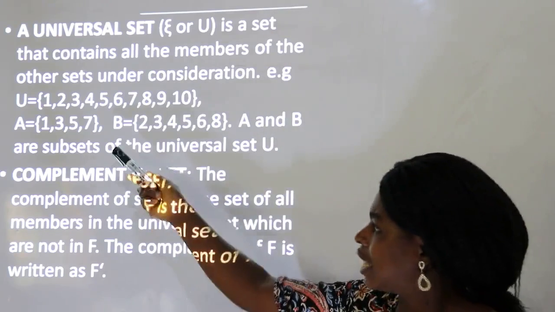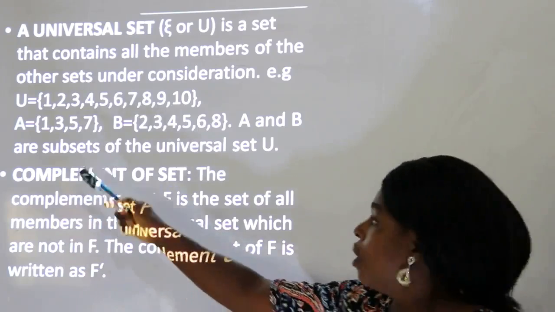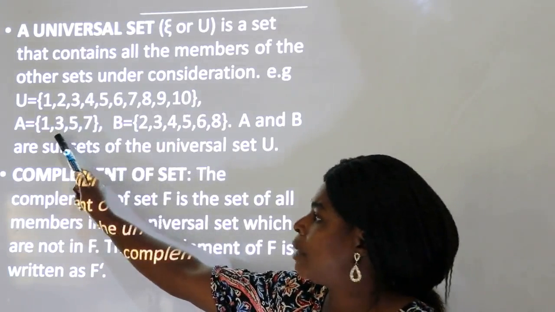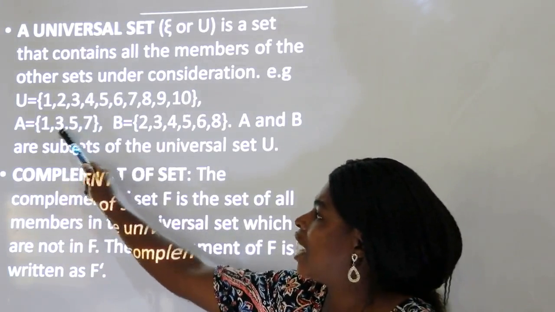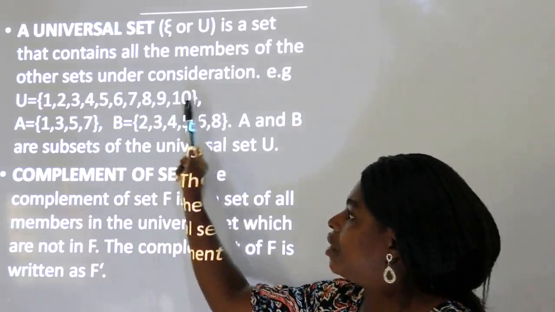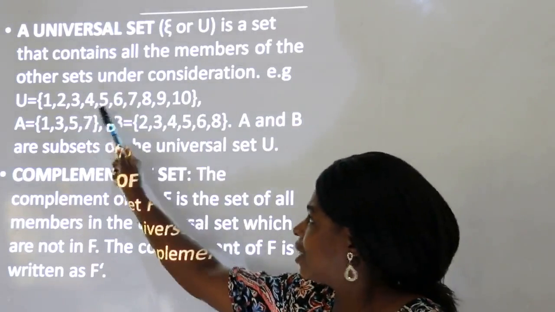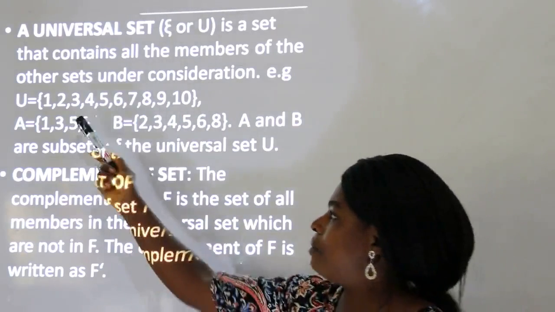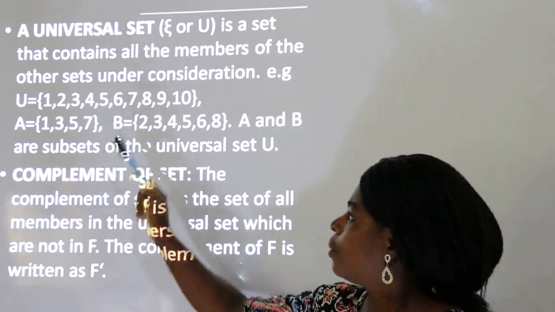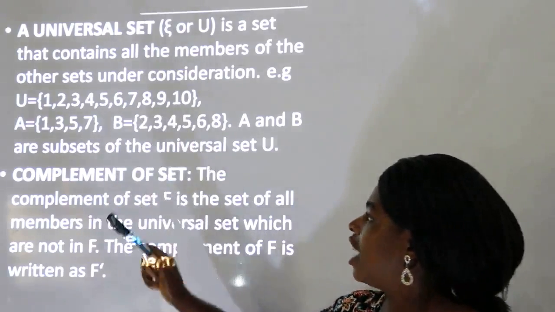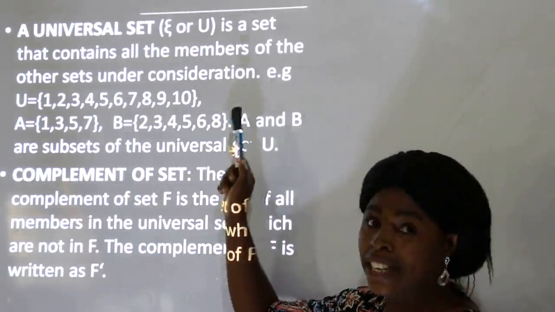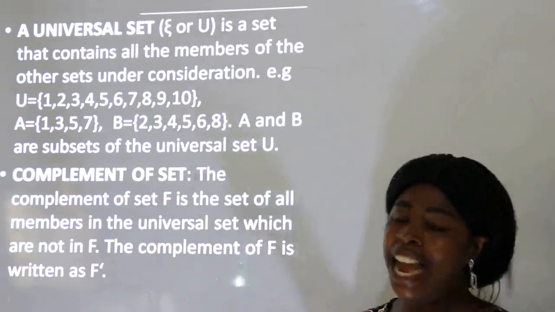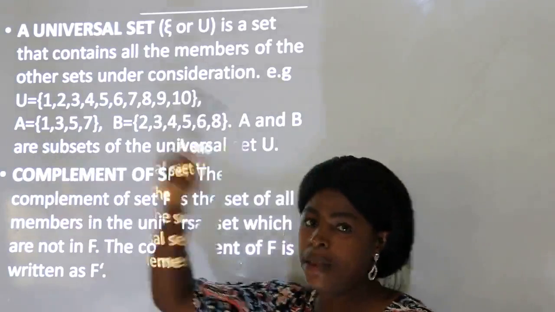So let me take an example with set A that we have here. Now this is our universal set. Let's look at set A. If you want to get the complement of set A, they are those elements that are not in A, but they are in the universal set. Let's bring out those numbers that are not in A, but they are in the universal set. We have 2, 4, 6, 8, 9 and 10. So those numbers 2, 4, 6, 8, 9, and 10 are the complement of set A.